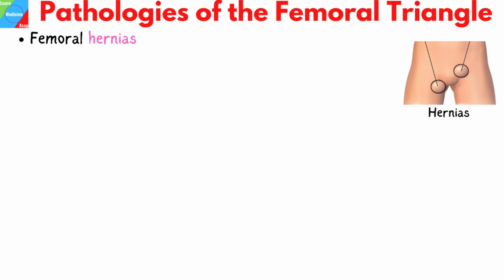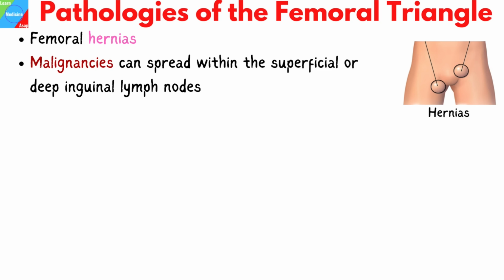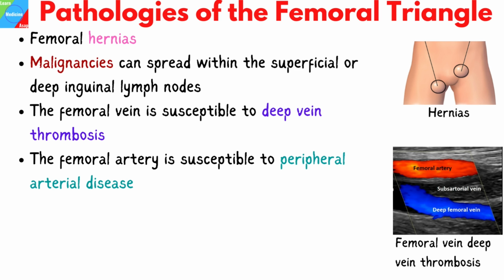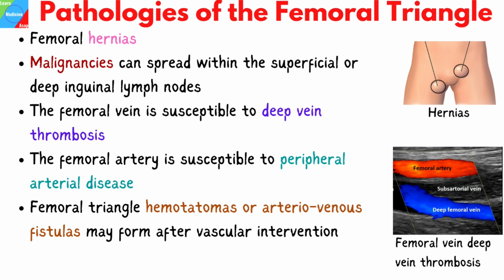The femoral triangle may be affected by many diseases and pathologies. Femoral hernias can arise below the inguinal ligament and bulge directly into the femoral triangle. This is a weak area in the lower abdominal wall that is prone to femoral hernias. Malignancies can spread within the superficial or deep inguinal lymph nodes and often lead to inguinal lymphadenopathy. The femoral vein is susceptible to deep vein thrombosis. The femoral artery is susceptible to peripheral arterial disease. Following a vascular intervention, femoral triangle hematomas or arteriovenous fistulas may form.